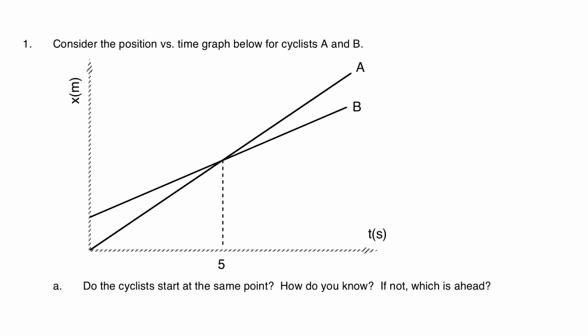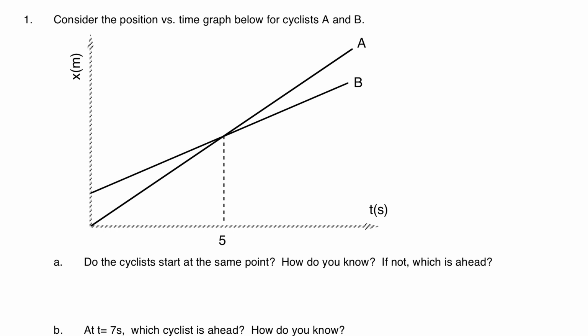So, without further ado, can the folks at Gotham answer the first question? Do the cyclists start at the same point? How do you know? If not, which one is ahead? You said that the cyclists do not start at the same point, and by looking at the graph, you can tell that B is clearly higher than A.